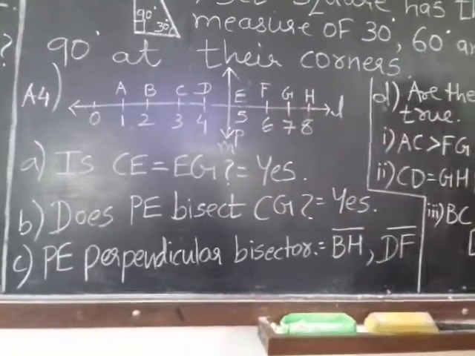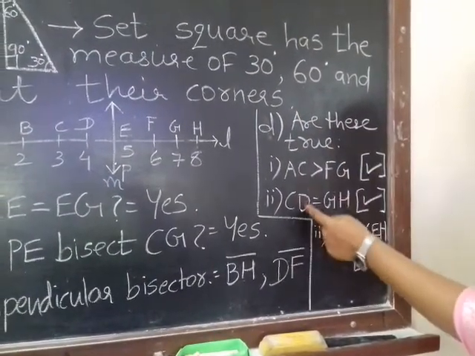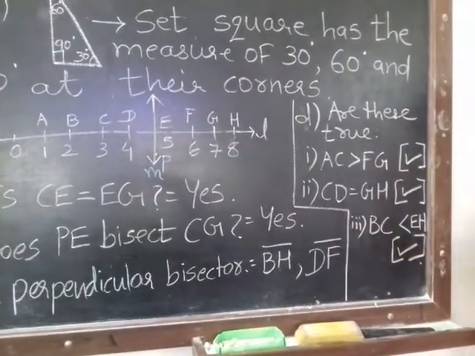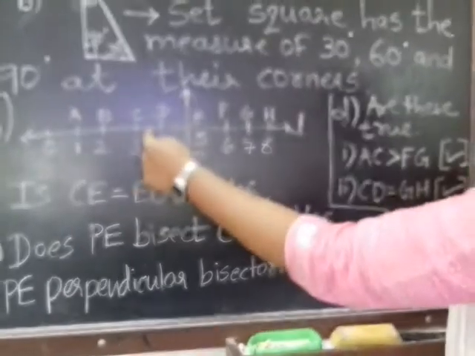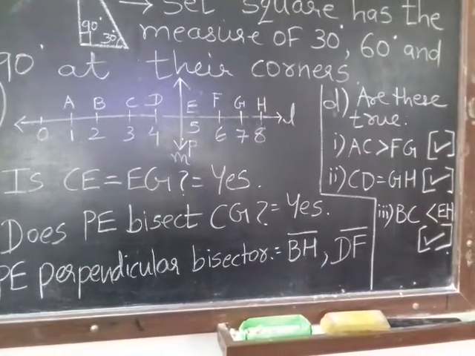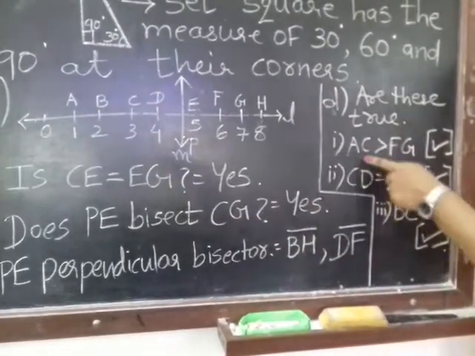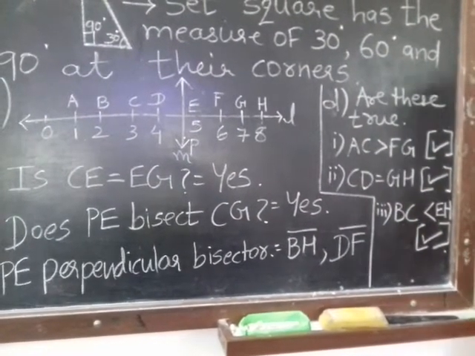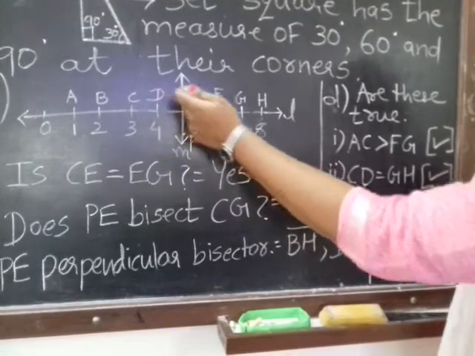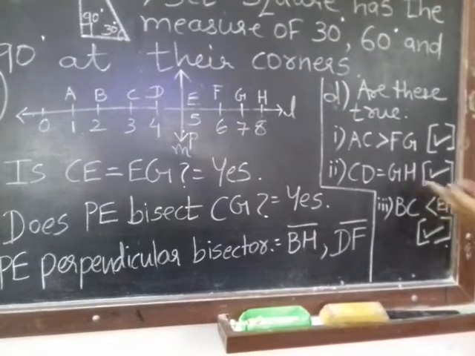perpendicular to PE. Okay, now coming on to option D, are these, that is 1, 2 and 3 in Roman numerals, true? AC is greater than FG. You can see AC, in between we have B, and for FG, we do not have any alphabet between F and G, but we do have an alphabet between A and C, that is B. So definitely AC is bigger than FG. Then CD is equal to GH. C and D, no alphabet in between, and G and H, no alphabet in between, so both are the same. 3, 4, 7, 8, so both are the same, yes.